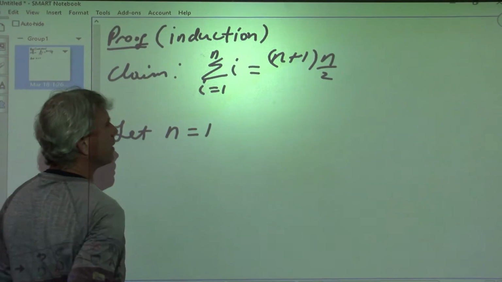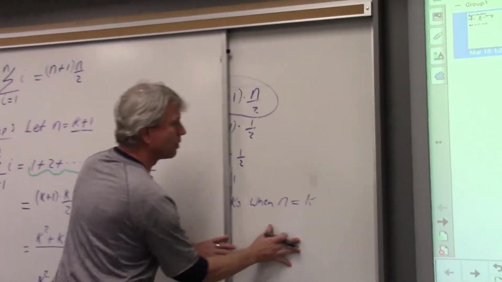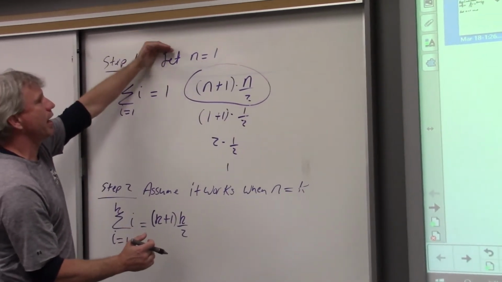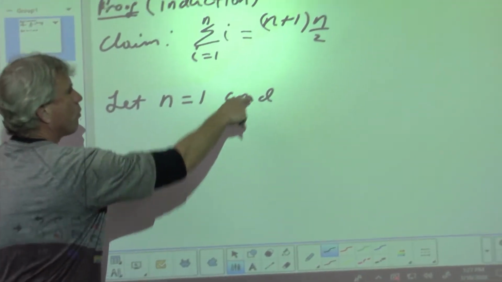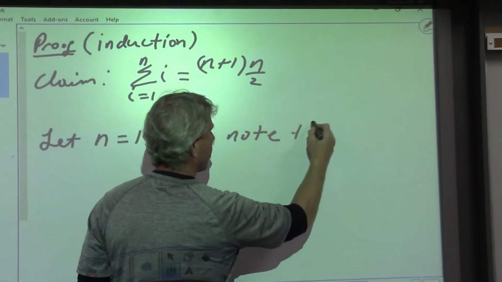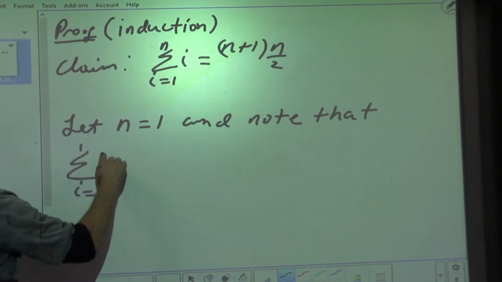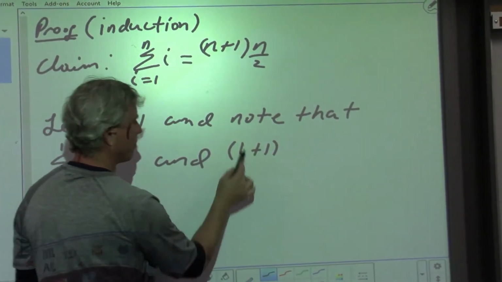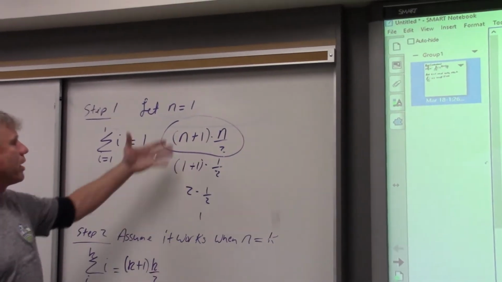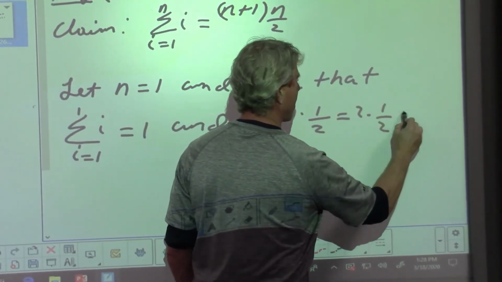So we'll start off our proof by saying let n equal 1, and so I'm trying to formally write up step 1, which is where we let n equal 1, and we showed that the summation and the formula gave us the same result. So let n equal 1, and note that the sum from i equals 1 to 1 of i is just 1. And replacing n in the formula with a 1, 1 plus 1 times 1 over 2 is equal to 2 times a half is equal to 1.